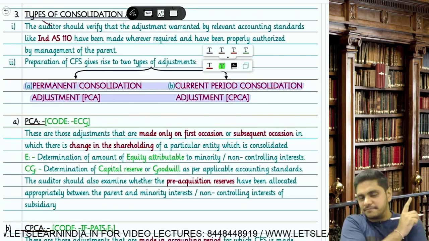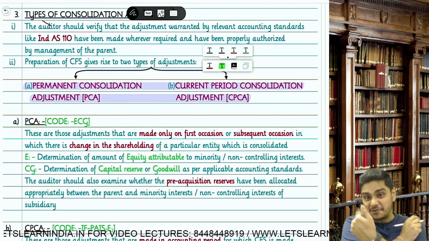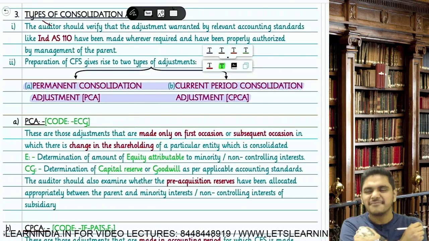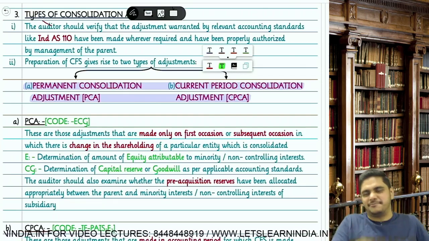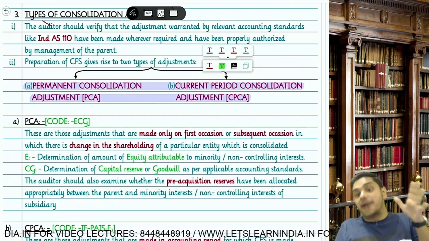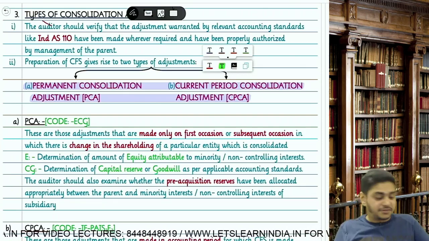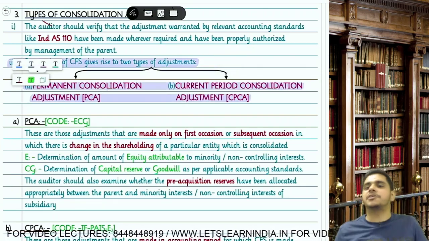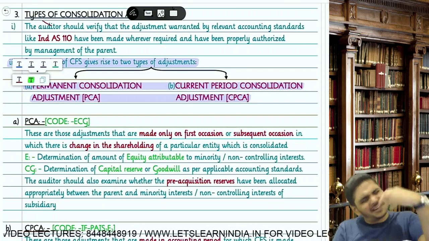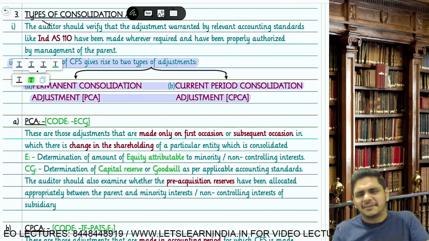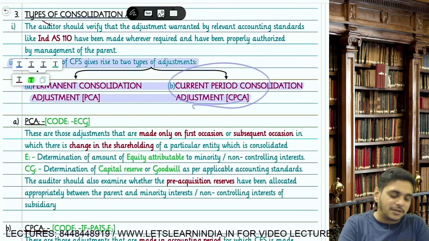The first time when we got baby at home. When we invested in baby limited, baby limited came to our home. First time. I call this like your first night. It is called as permanent consolidation adjustment. After that, second year, third year, every year normal night. It is called as current period consolidation adjustment.